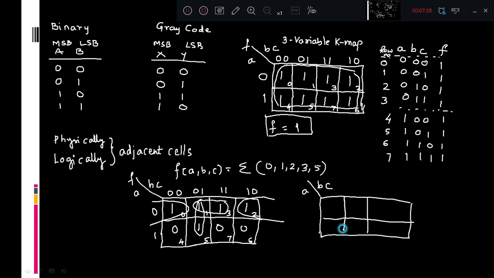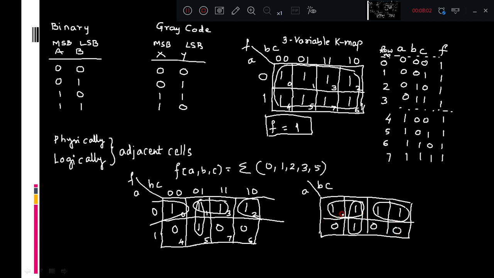Say, suppose for the same function, if we group like this, these two are physically adjacent, these two are physically adjacent, and this one is physically adjacent. So this way also we can group.